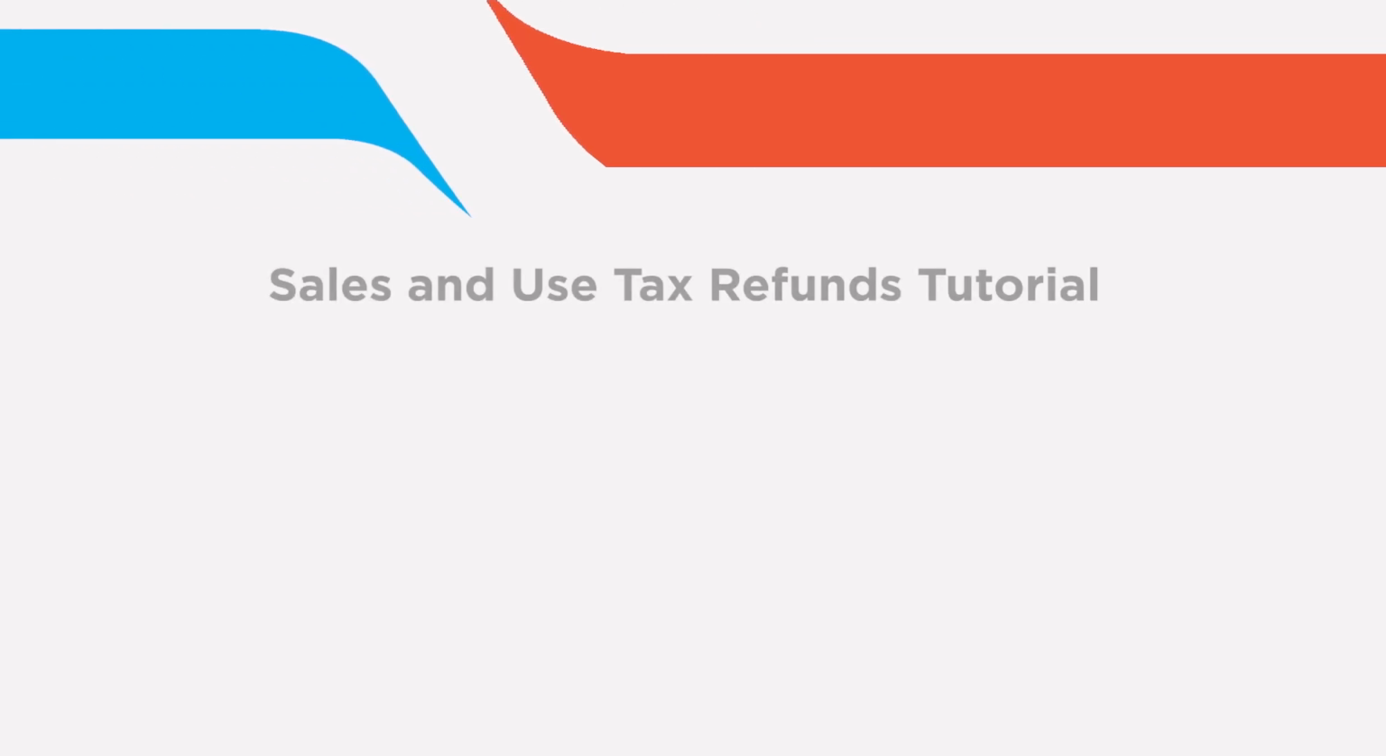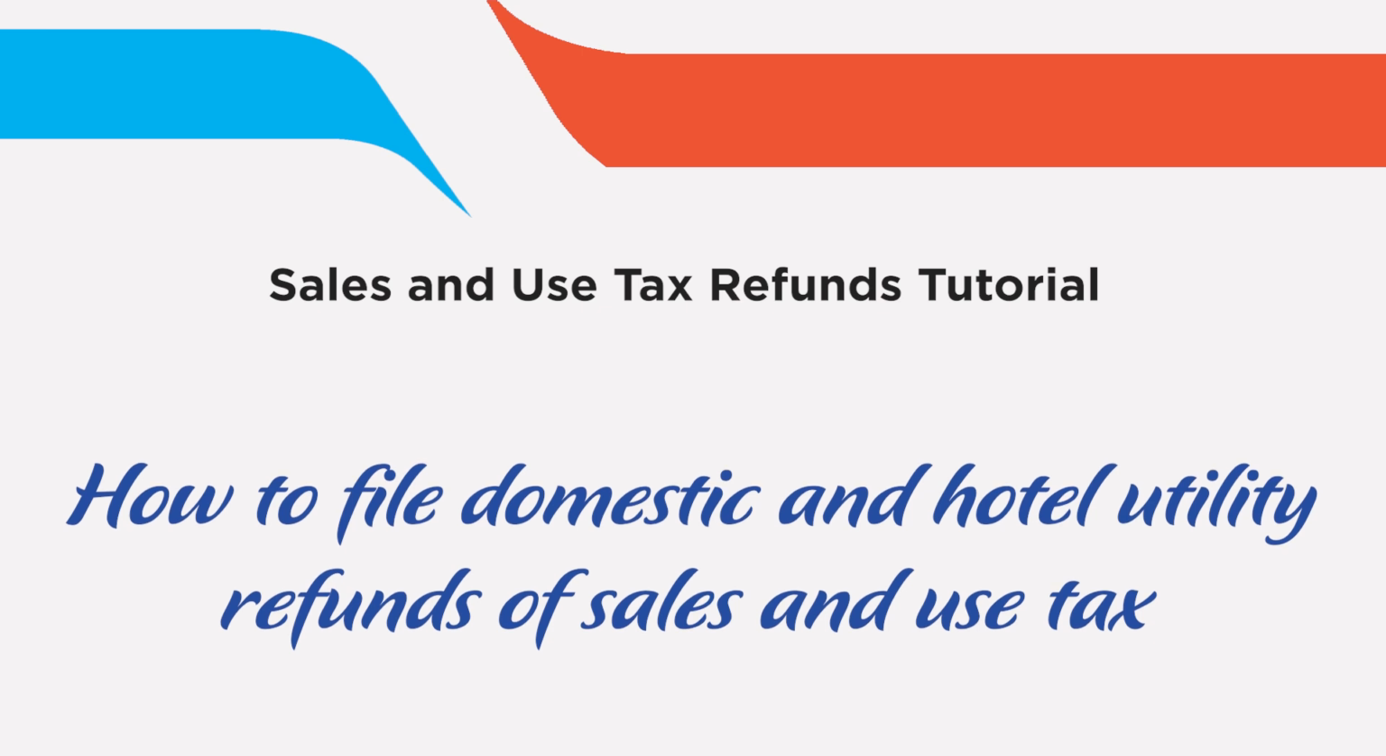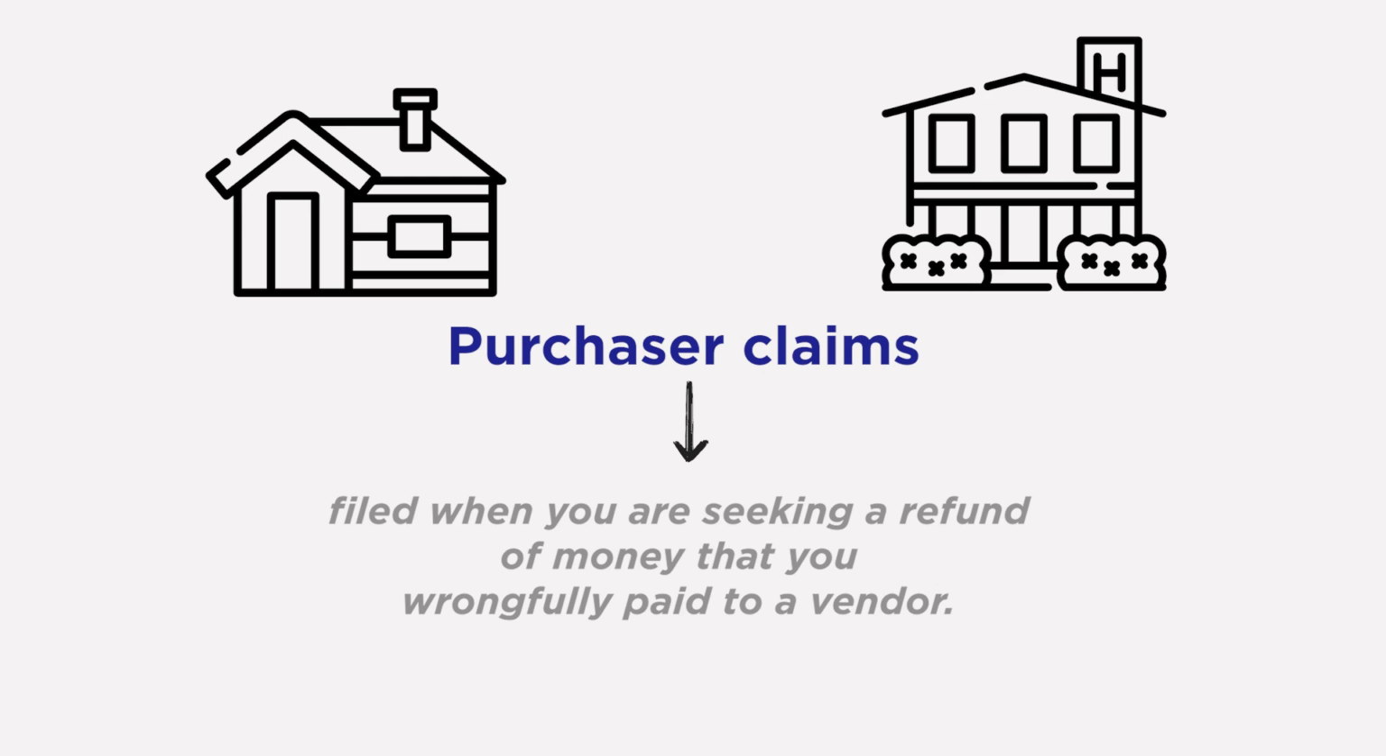Welcome to the Missouri Department of Revenue's tutorial on sales and use tax refunds. Today, we will be going over how to file domestic and hotel utility refunds of sales and use tax. Domestic and hotel claims are special types of purchaser claims. Purchaser claims are filed when you are seeking a refund of money that you wrongfully paid to a vendor.